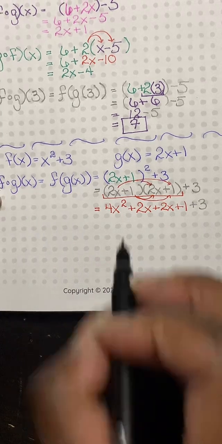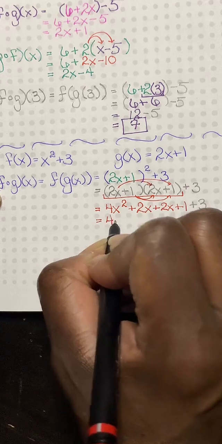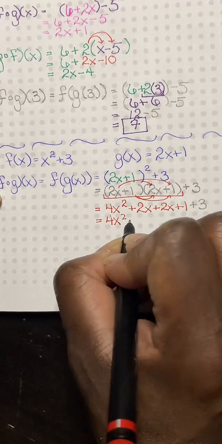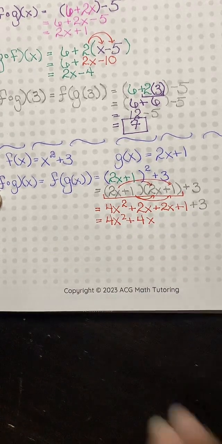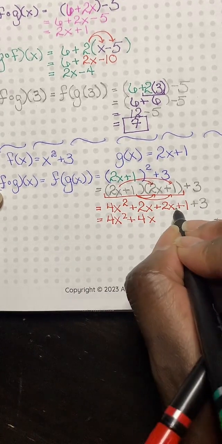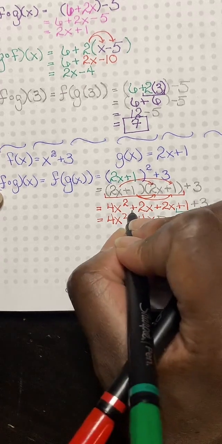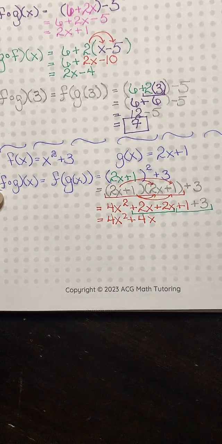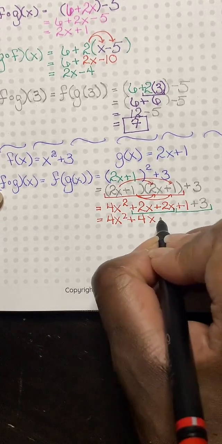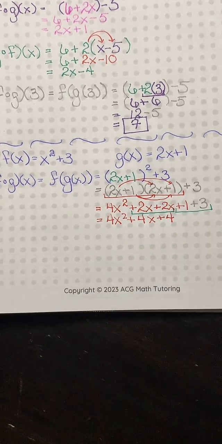So now, we got like terms. So you have your 4x squared plus 4x. You have a set of like terms with the 2x's. That's where the 4x came from. Then you also have like terms with the 1 and the 3. 1 plus 3 gives us our 4. Okay.